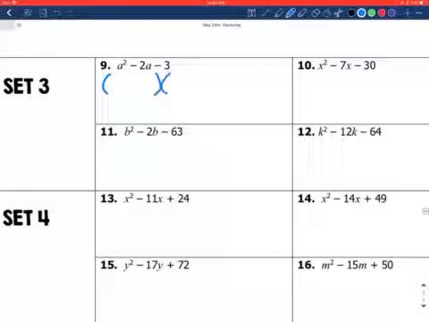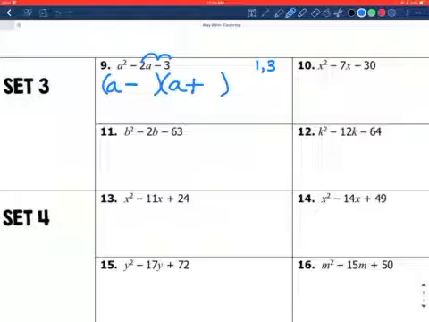All right, for set 3, two sets of parentheses, you always, always, always drop your first sign. So that's a minus. But this second sign is a minus, and that tells us that these signs have to be different. So if the first sign was a minus, the second sign has to be a plus. Now you see that you can't just drop both signs. It's not going to work like that every single time. All right, and then factors of 3 that will subtract to give you 2. Well, there's only 2 factors of 3, and that's 1 and 3. 3 comes first. Why is that? Because it's bigger.